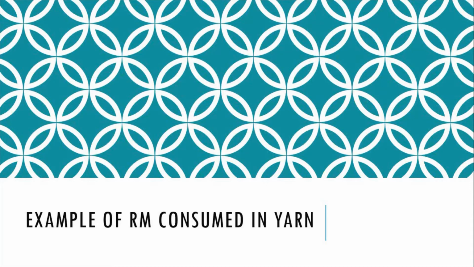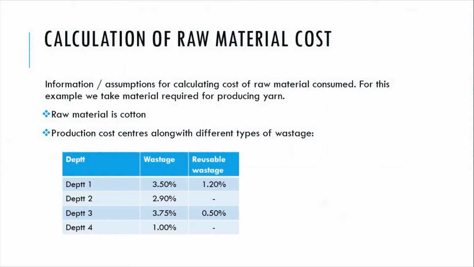First, we will take the example of raw material consumed in yarn. Before starting our process, we will make our assumptions. Our first assumption is that our raw material is cotton, and 100% pure cotton product is being produced. We have production cost centers along with different types of wastages. Then we also have some reusable wastages. Reusable wastages are those wastages which can be sold or can be reused in producing some coarse count of yarn.